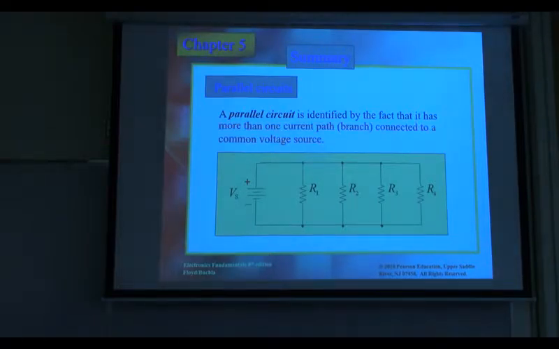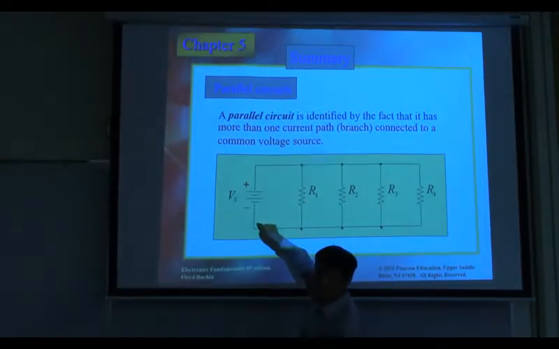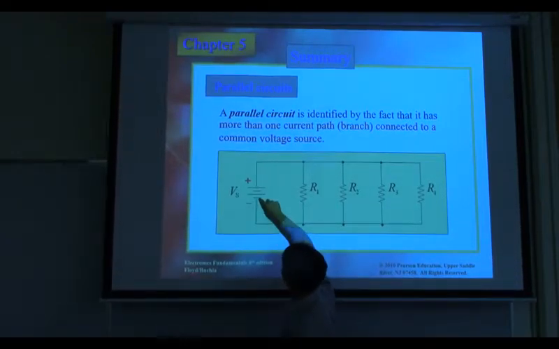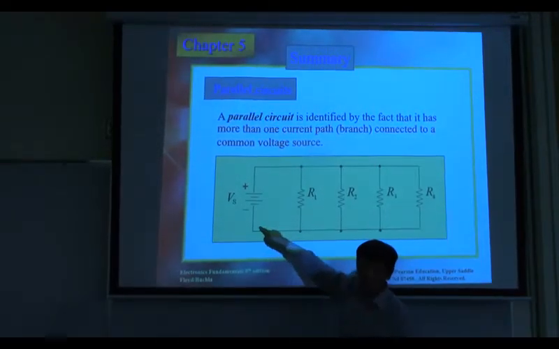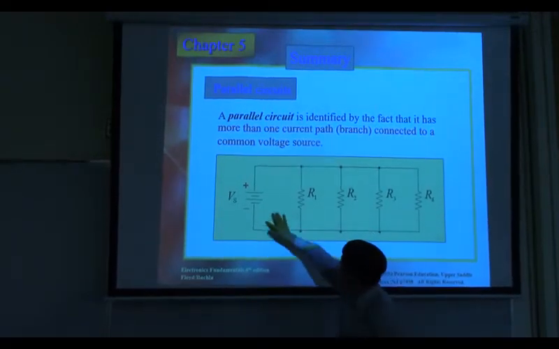We have more than one current branch. How many current branches do we have here? In this case, we need to include the source. So the first one is this one. The second one is this one. The next one is this, up to 3. Then the last one is up to 4.